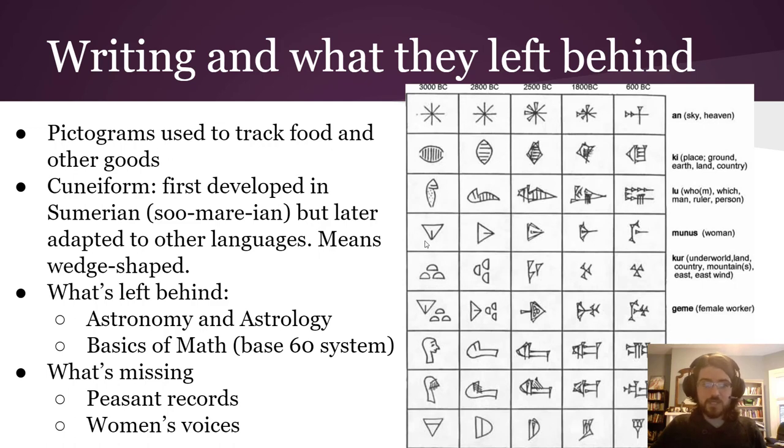So those pictograms develop into cuneiform, which you can see right here, was first developed for the Sumerian language, but later adapted to other languages. And it means wedge-shaped, just like you can see here.